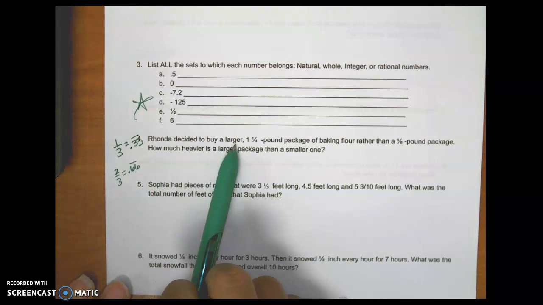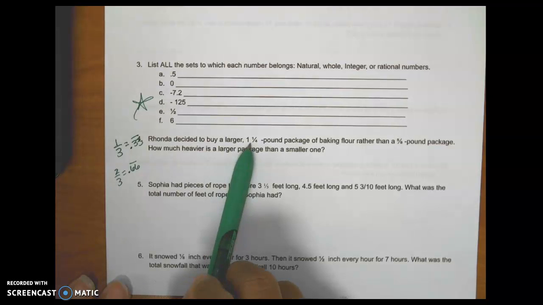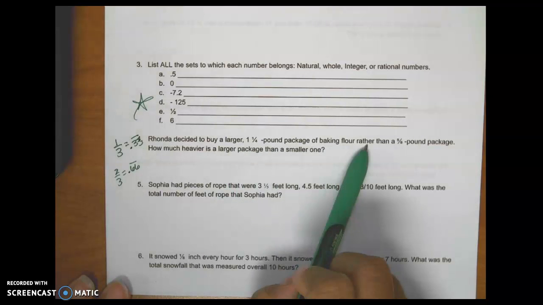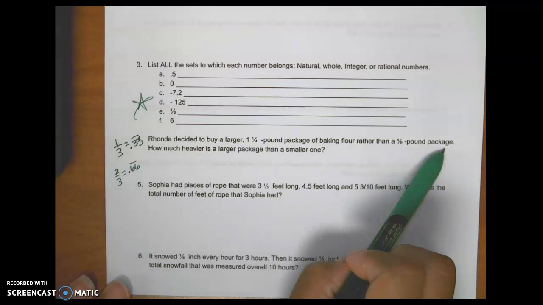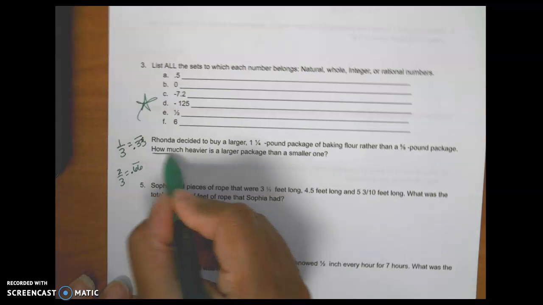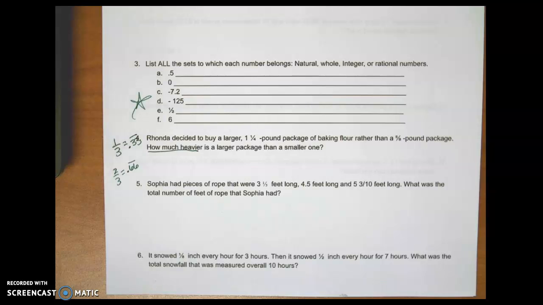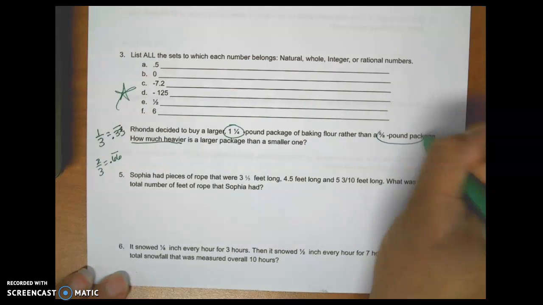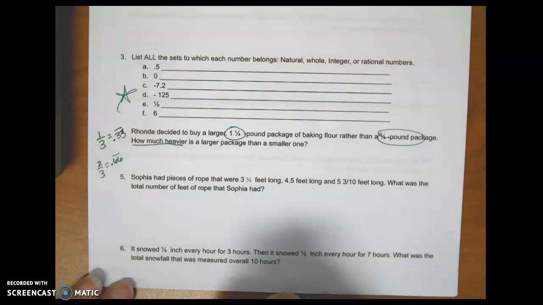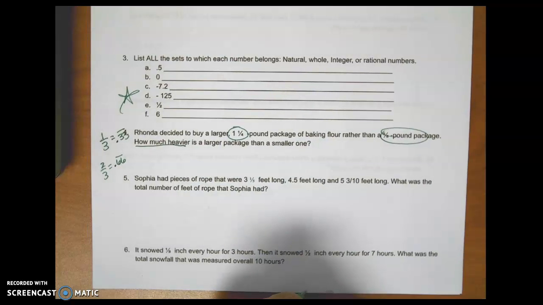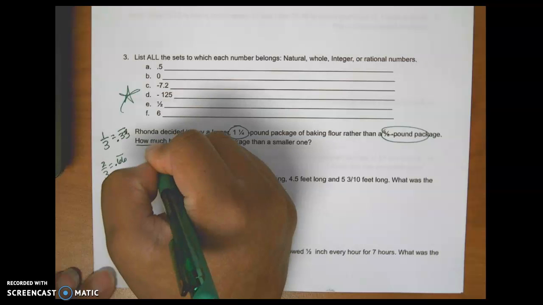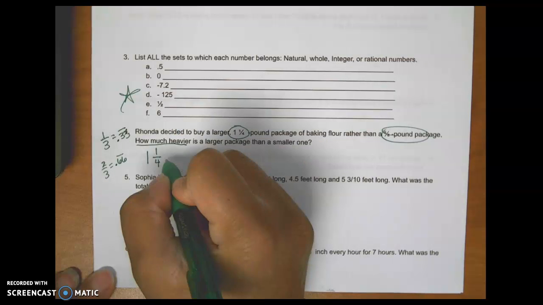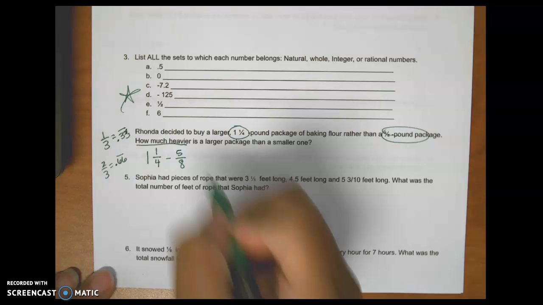Rhonda decided to buy a larger 1 1/4 pound package of baking flour rather than a 5/8 pound package. How much heavier is the larger package than the smaller one? So I need 1 1/4 pounds and then I need 5/8 pounds. Can I convert this to a decimal? Sure. Can I find common denominators? Sure. I'm going to show you 2 ways. So 1 1/4 minus 5/8 is my problem.